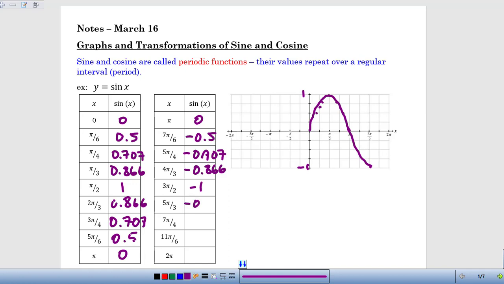At 5 pi over 3, we're negative root 3 over 2. At 7 pi over 4, we're negative root 2 over 2. At 11 pi over 6, we're negative 1/2. And then we get back to 2 pi, which is the same as 0. And we're back to 0. And so what we have here is a full sine wave.